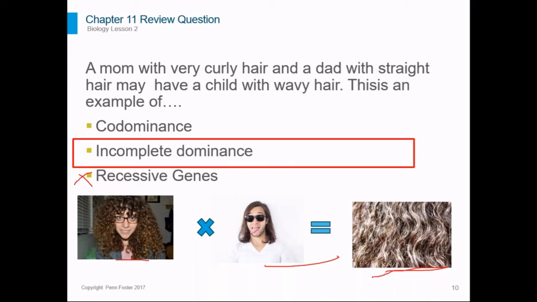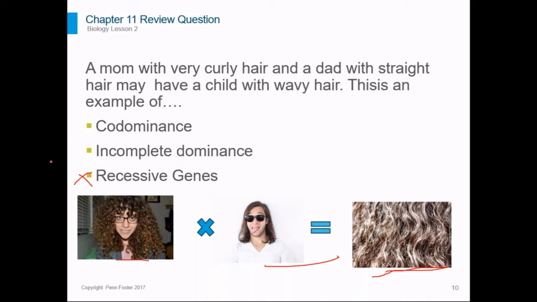Codominance is when both of them are fully expressed on different parts of the same tissues. So for this to be codominance, it would be really weird. You'd have to have a child that had part of her head with really curly hair and part of her head with perfectly straight hair, and that'd be kind of crazy. So let's look at these examples.